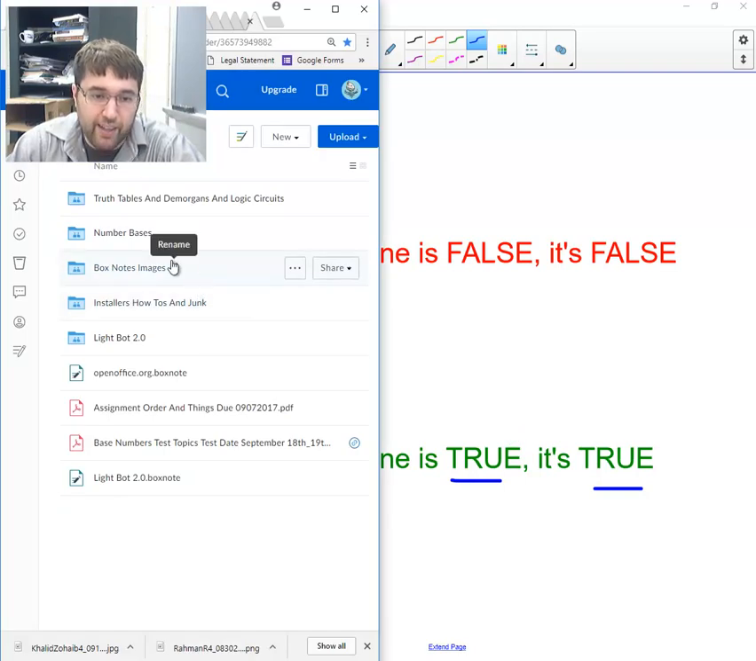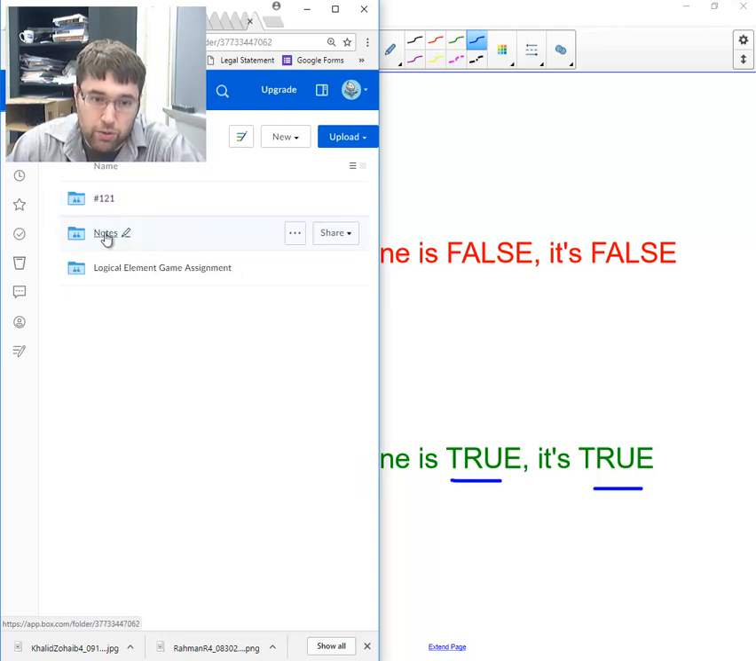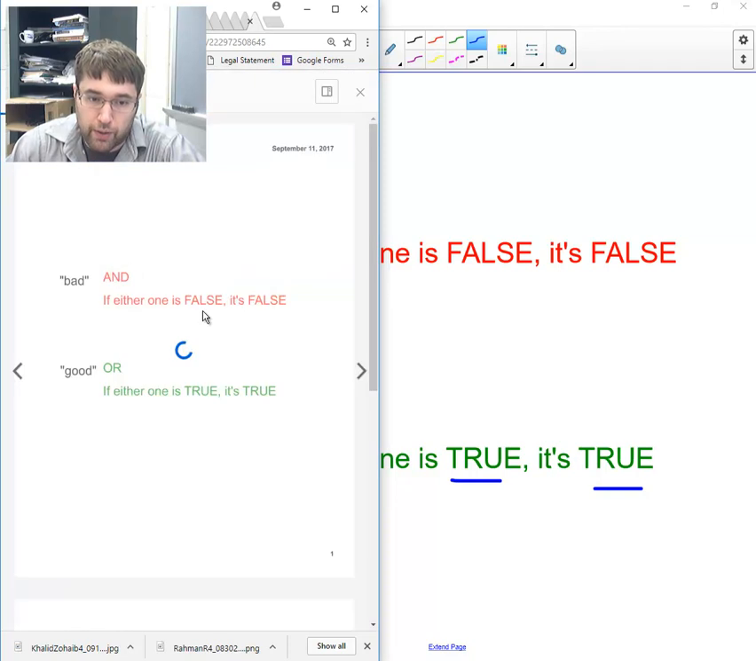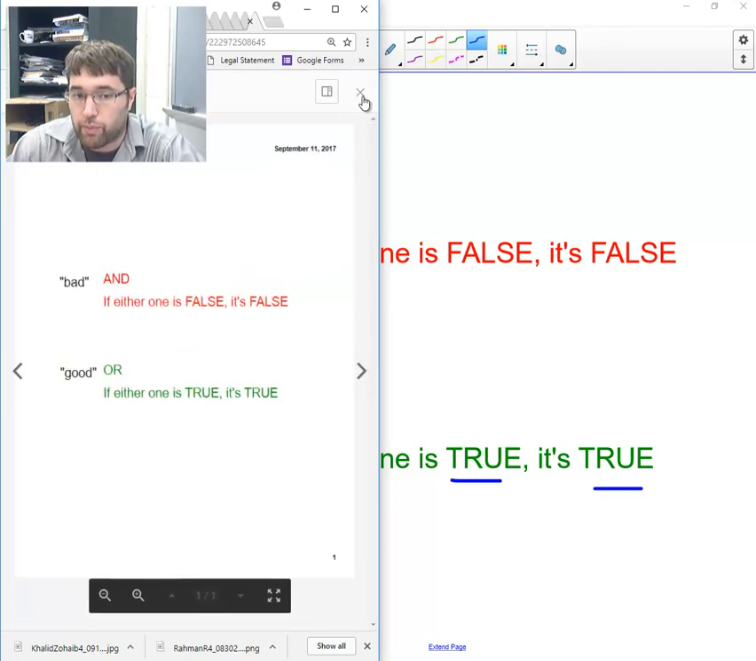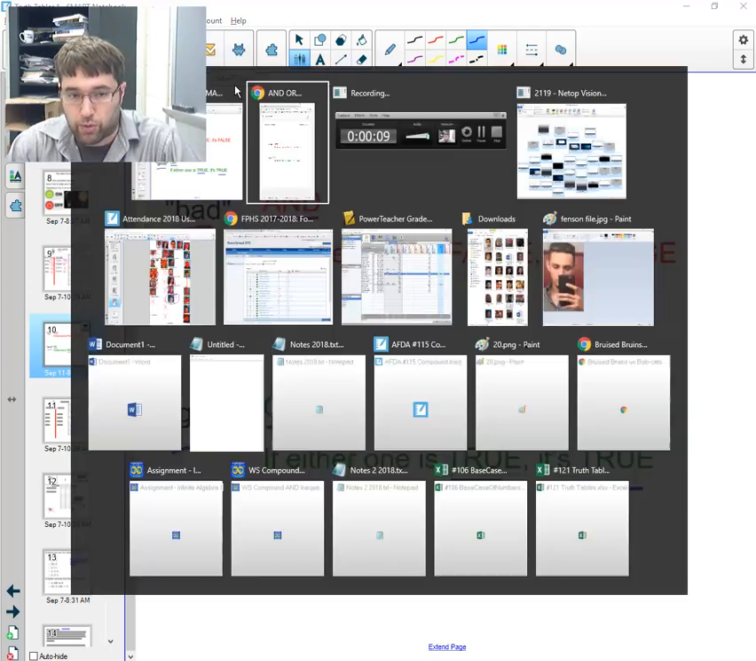On Box.com, we have truth tables and De Morgan's and logic circuits. And then click on notes, and then click on AND OR rule. And there you go. It's already made there for you. But let's move on. So if you want to write it down, just write down AND OR rule.